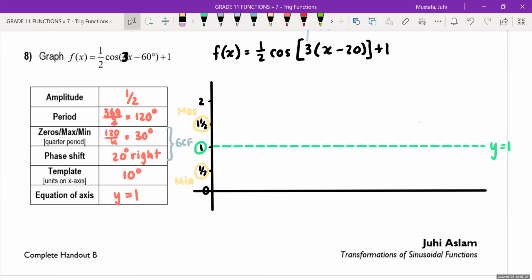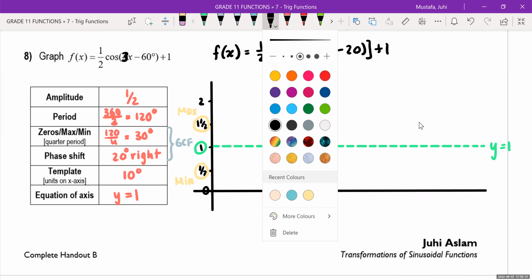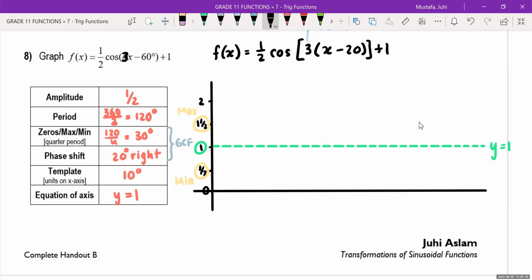Let's just do one cycle for this as well because we have to count up by 10s all the way to 120. So it's a little annoying. Okay, so we're going to have 10, 20, 30, 40, 50, 60, 70, 80, 90, 100, 110, 120. Well, we have 120 plus another phase shift of 20, so I actually need to go a little bit further.